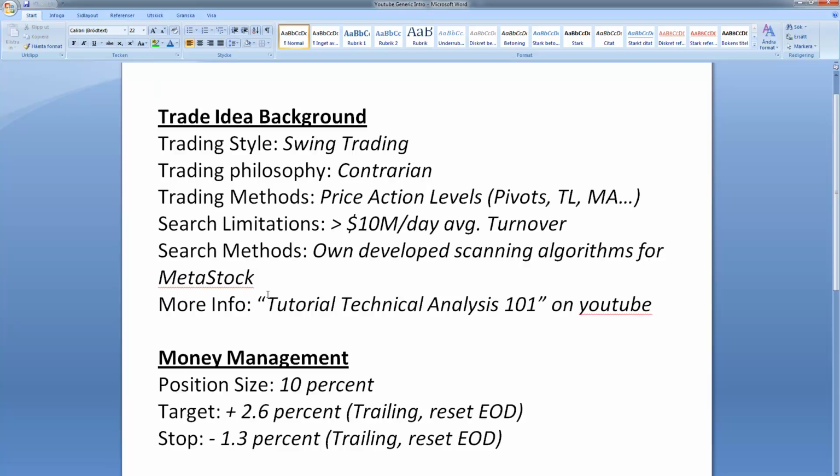If you talk about money management, my position size is 10%. My target is working with a trailing target of 2.6%. I reset that at end of day. My stop is also trailing, reset at end of day, and works with a minus 1.3%. So that's the background of my trading.